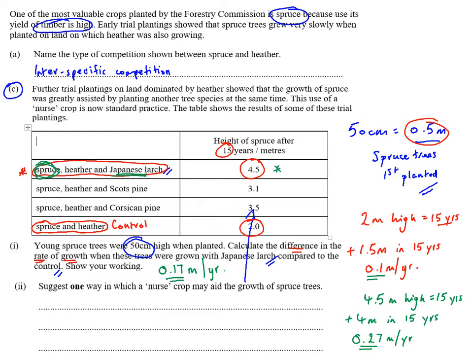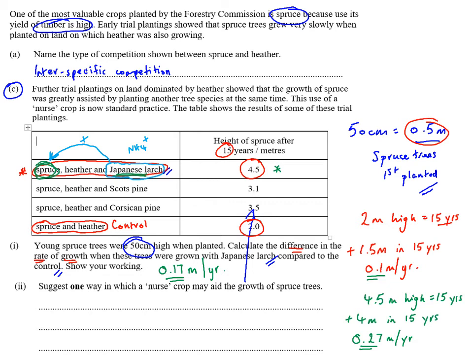Then it says, suggest one way in which a nurse crop may aid the growth of the spruce trees. So this Japanese larch here is actually considered what we call a nurse crop. So let's look at this carefully. We get higher growth with the Japanese larch. So, it says suggest, so it might actually produce something beneficial to the spruce tree to allow its growth. So imagine this, it might be something like nitrogen fixation, so it might increase the ammonium content of the soil. It might make certain chemicals that would induce or increase the growth of the spruce tree.